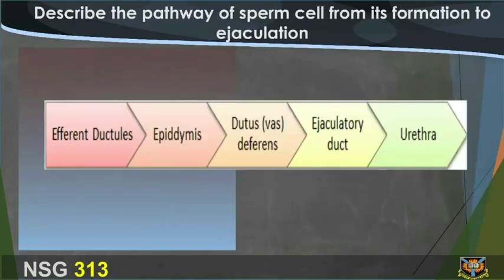Describe the pathway of sperm cell from its formation to ejaculation. Efferent ductules, epididymis, ductus deferens, ejaculatory duct, urethra.